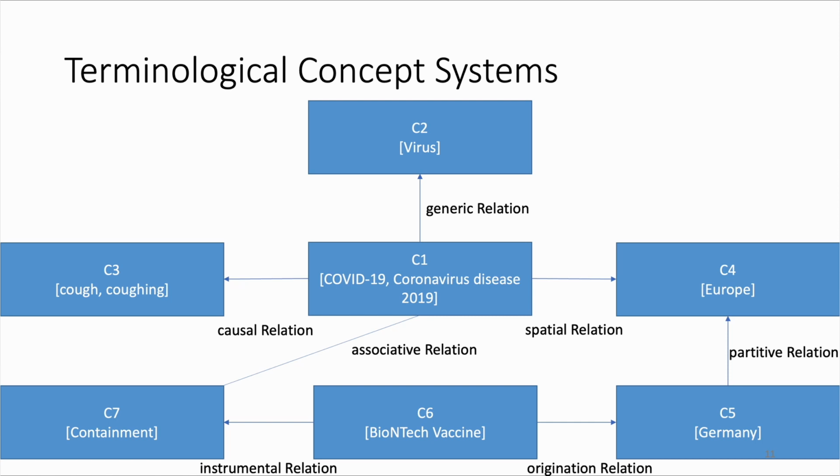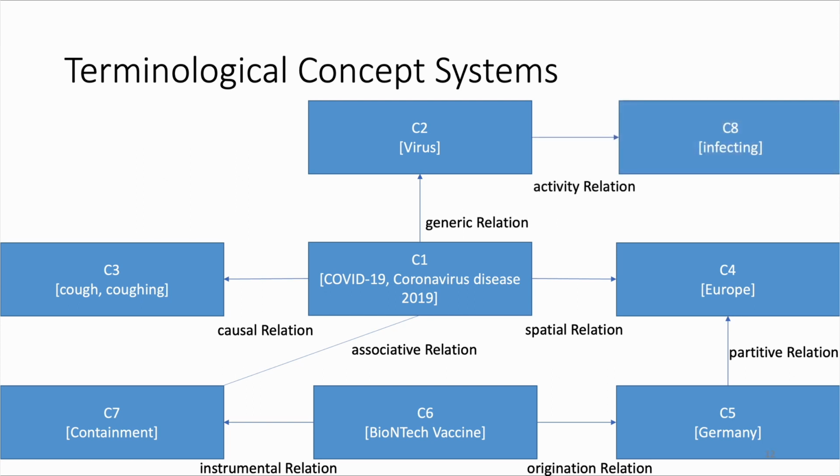And what also was added now to the TCS is the associative relation between COVID and containment, because there is clearly a relation between these two concepts, but it doesn't really fit into any of the other categories we defined. And the associative relation is also the only one which is without direction. As you can see, it has no arrow at either end. And lastly, we have the activity relation, with the virus having the activity of infecting people.